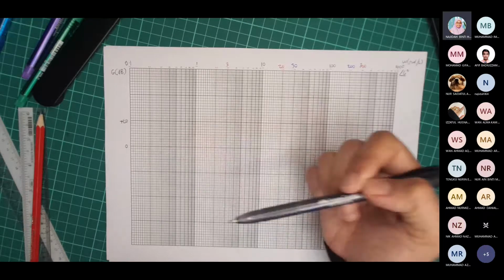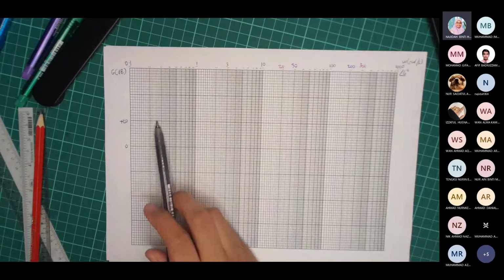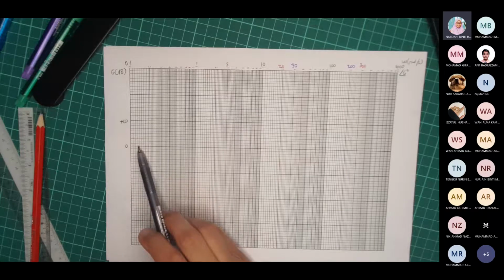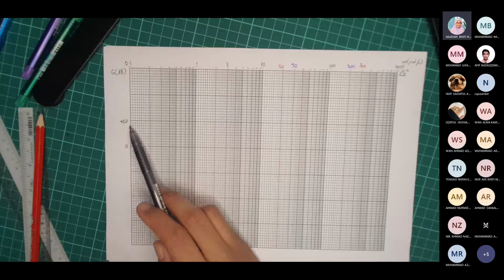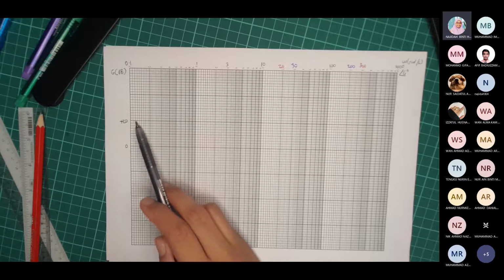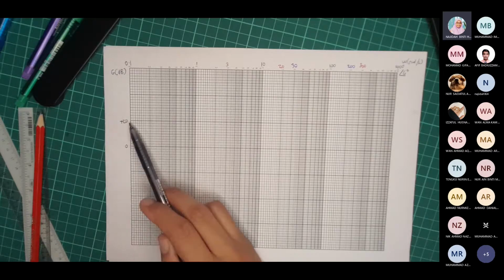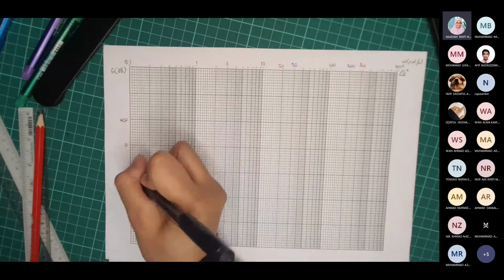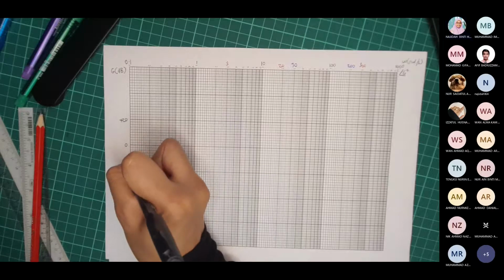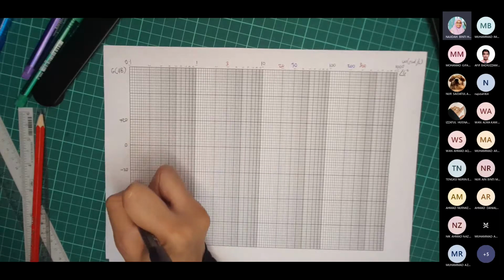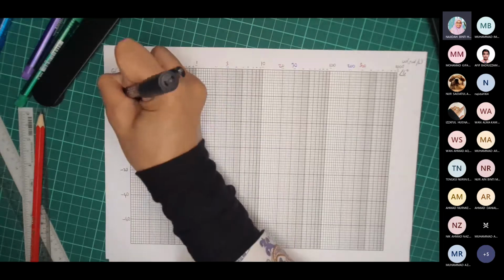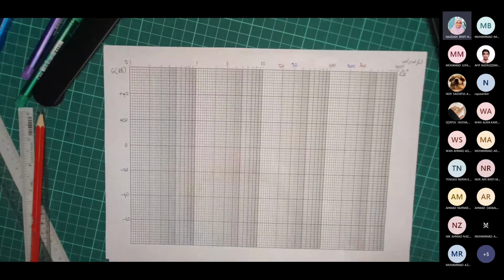Can you see the difference between this bold horizontal line and this bold horizontal line? So between bold horizontal lines, the value of the y-axis scaling for magnitude is 20 dB. So the next bold horizontal lines will be negative 20, negative 40, negative 60. So at the top is positive 40. That's enough for the y-axis scaling.